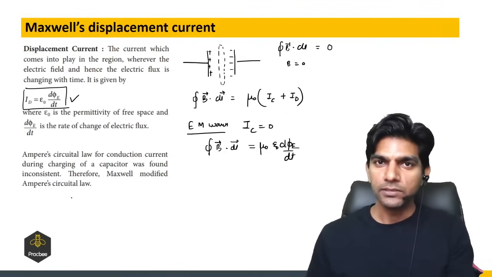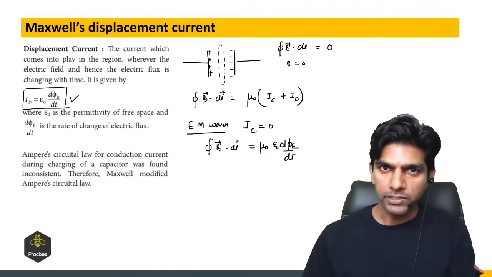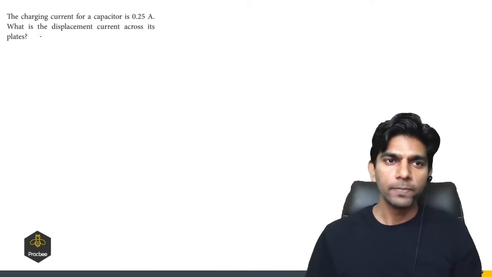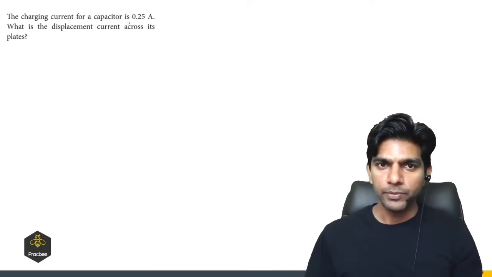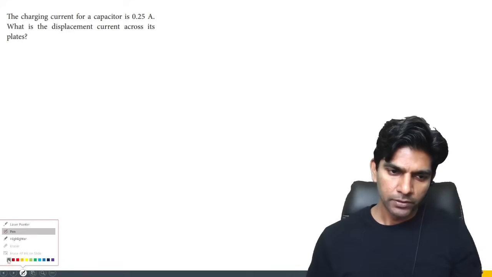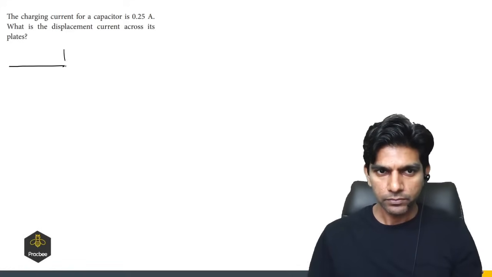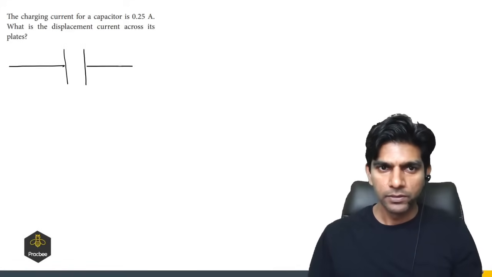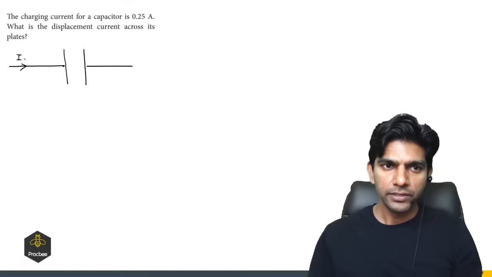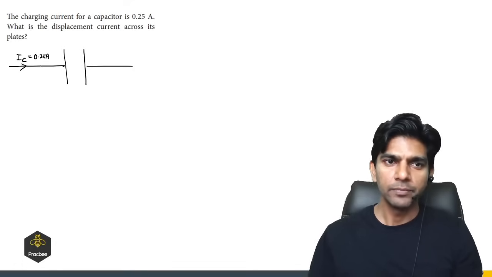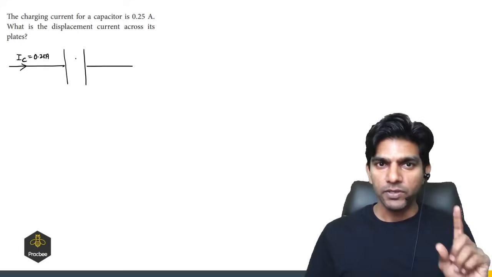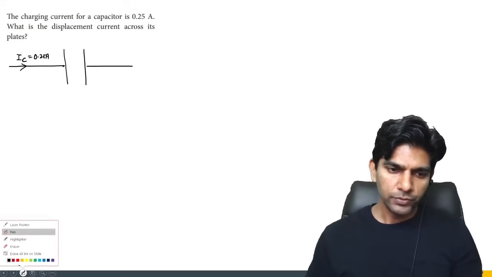And now let us see some of the questions which were asked from the displacement current. So let us see the first question. The charging current for a capacitor is 0.25 ampere. What is the displacement current across its plate? Let us see. So we have given charging current which is I_C, which is 0.25 ampere. If the capacitor is getting charged, so let me just show you.